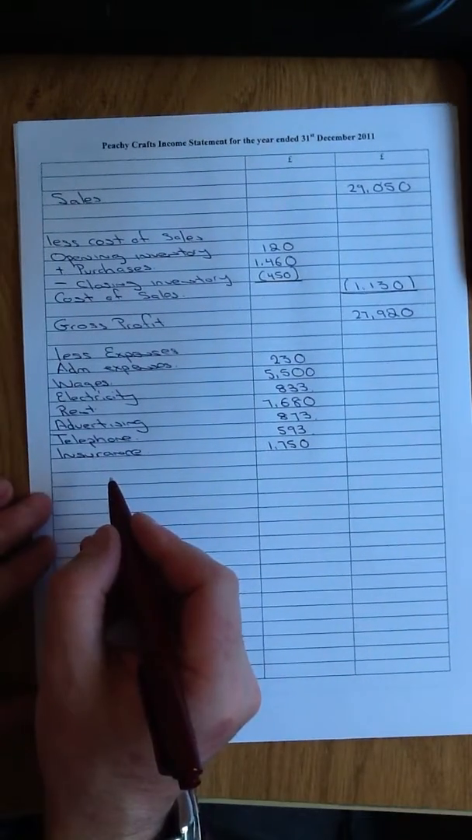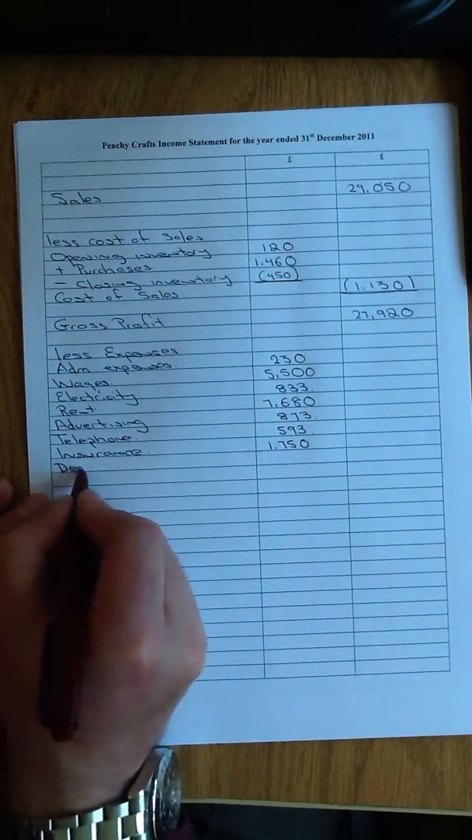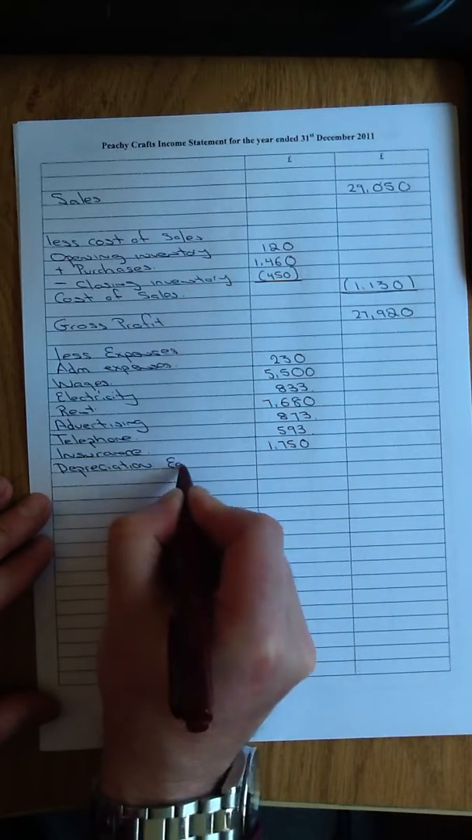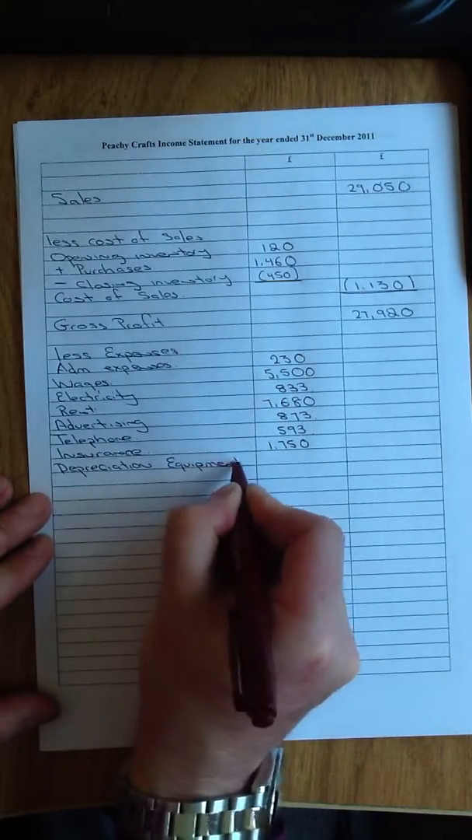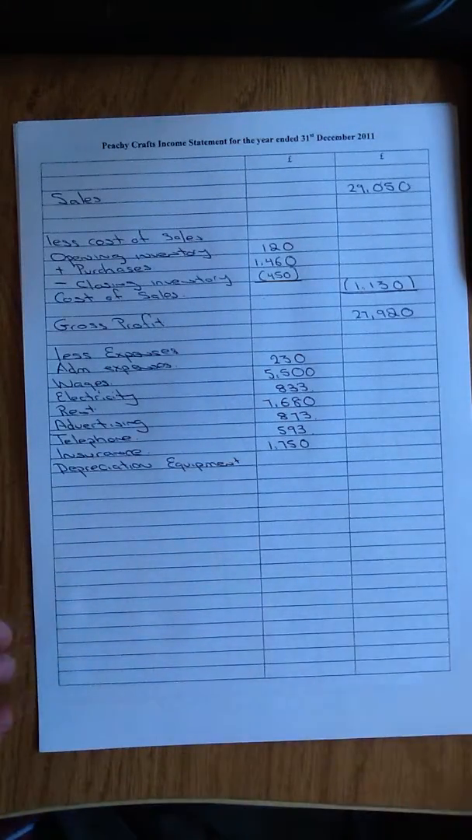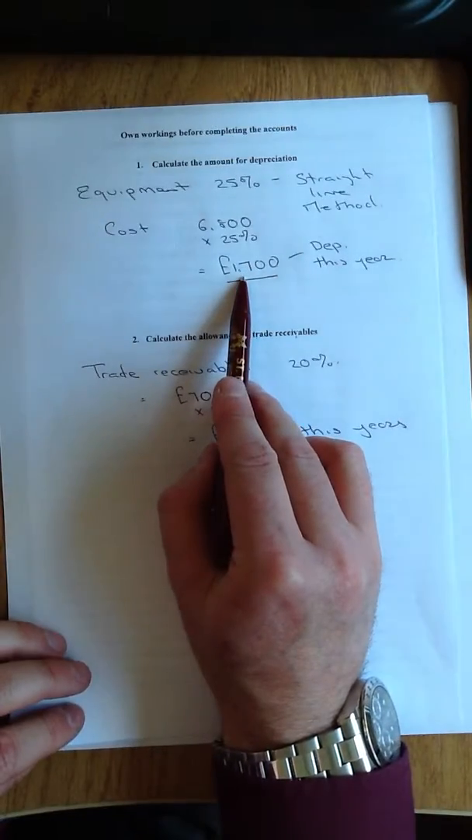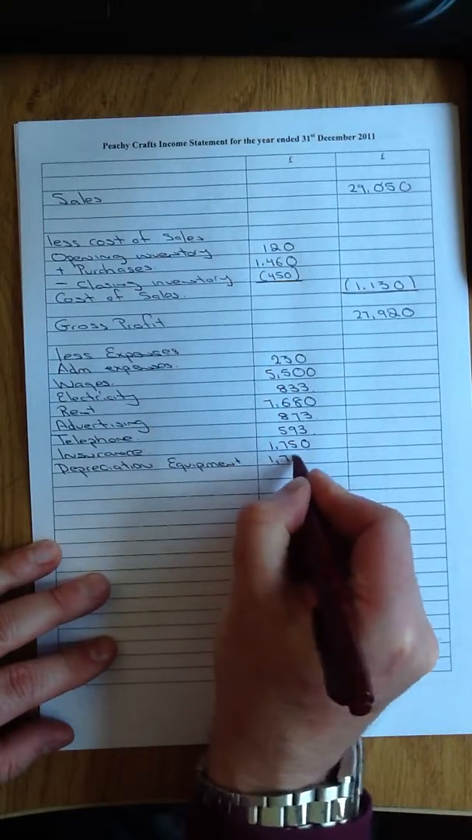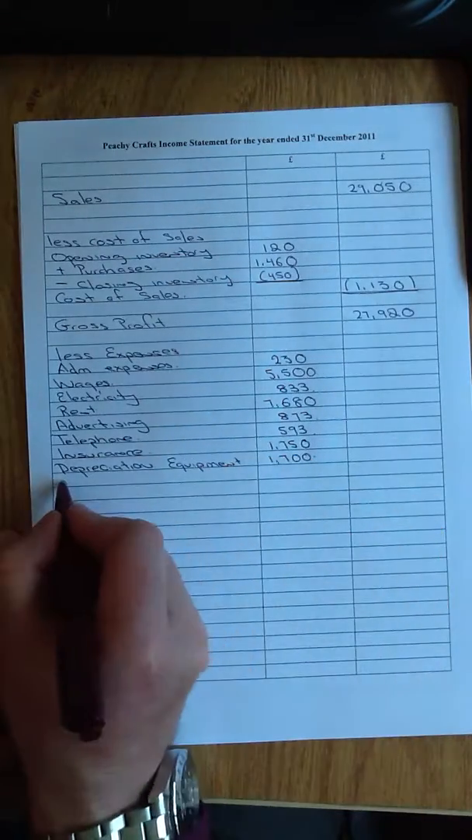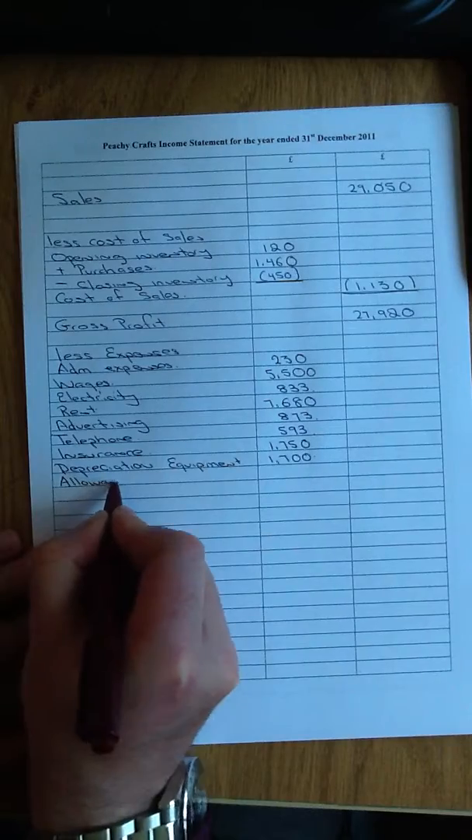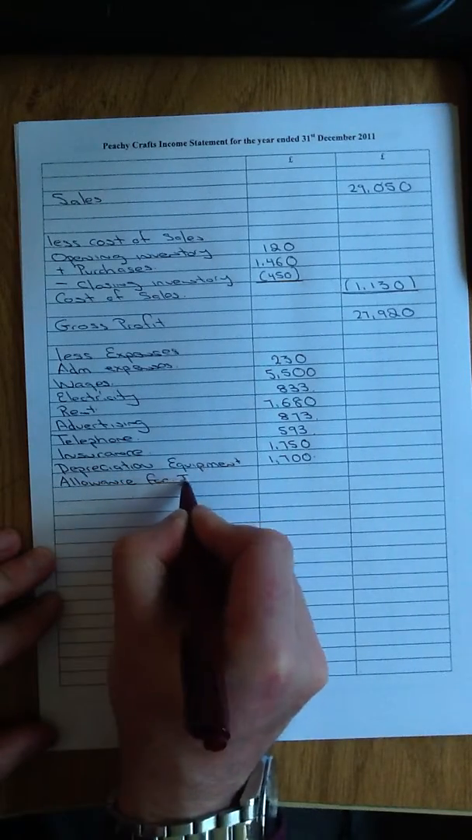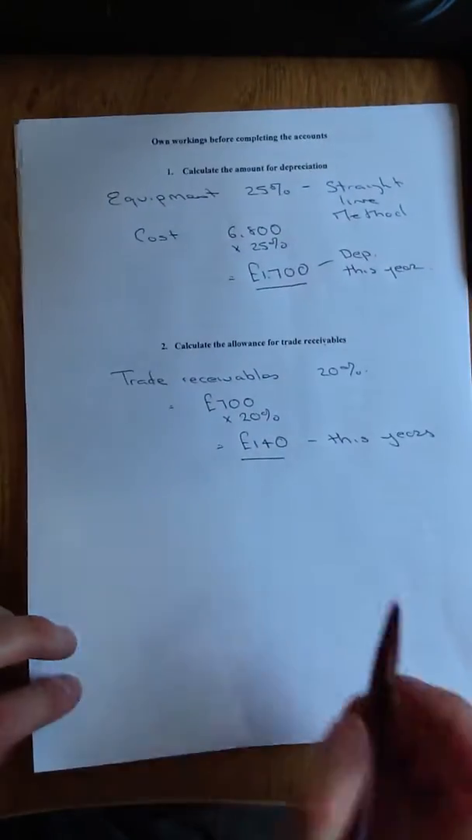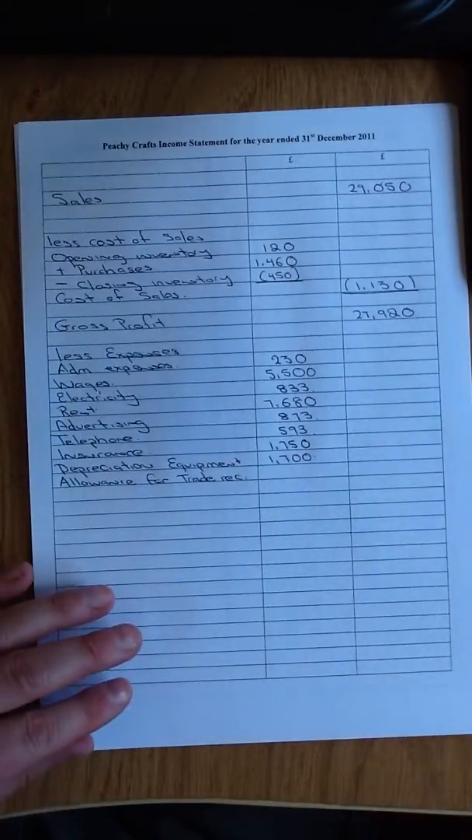The next one that we have to include is our depreciation. And we have worked out our depreciation. Our depreciation of the equipment, we earlier calculated it that it was £1,700 for this year. So we have to put in that £1,700. Our next one is our allowance for trade receivables, and we have worked it out. It's £140, so we write it in.